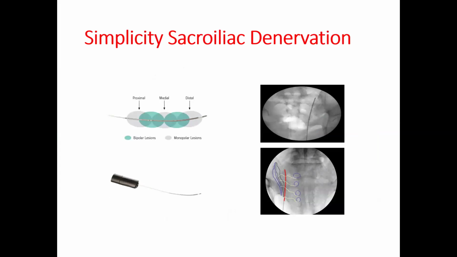Another company came out with something called Simplicity. They invented the probe where you can stick it and you do the burning, just one lesion, burning all these lateral branches at one shot here.